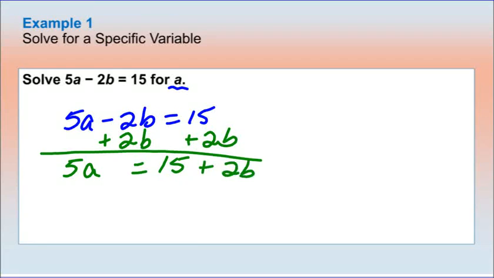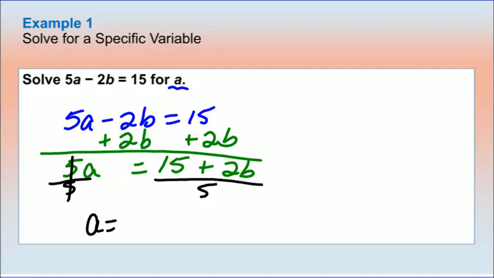A common mistake students make is they try to add them together and get 17B. So do not do that. You can only combine like terms. Now my last step is to get A by itself. The opposite of multiply by 5 is divide by 5. So I'm going to divide everything by 5.